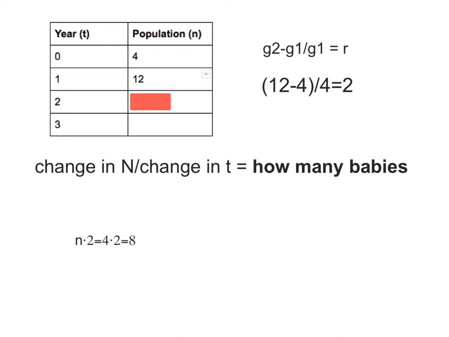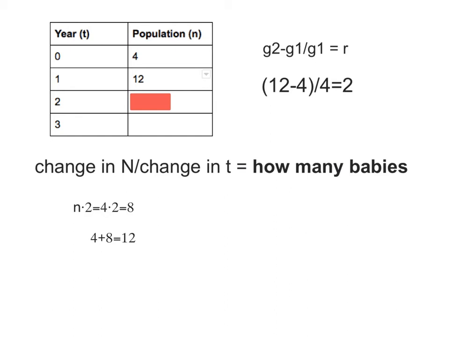So here's our first one. We have n times 2, which is 4 times 2, and that equals 8. All right, so now we're going to add 8 to our generation 1 number. So 4 plus 8 equals 12. So that gives us our generation 2. So let's do the next one.